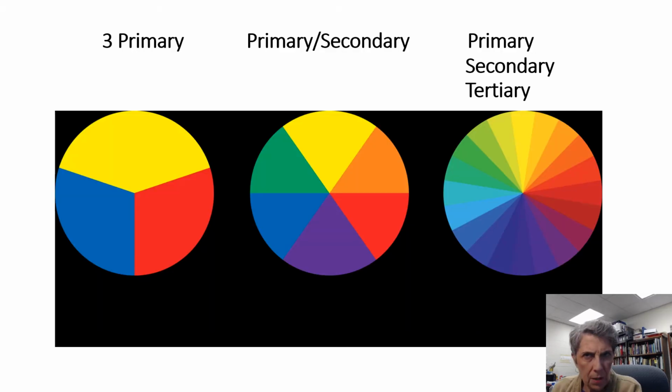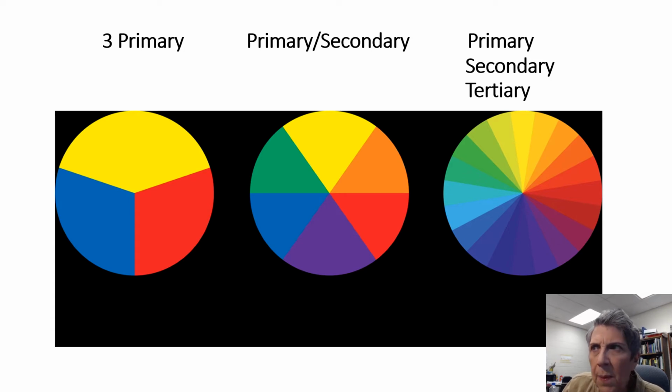So here you go. Here are your three primary colors: blue, yellow, red. When I mix yellow and red, I get orange. That's my secondary, right? When I mix yellow and blue, I get green. And when I mix red and blue, I get purple, violet, whatever you want to call it.